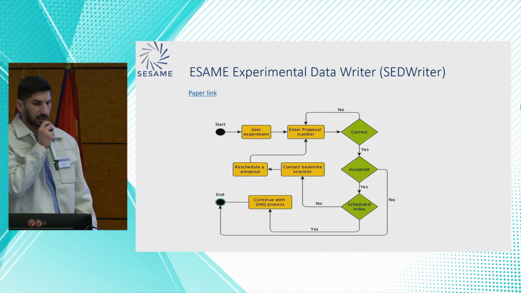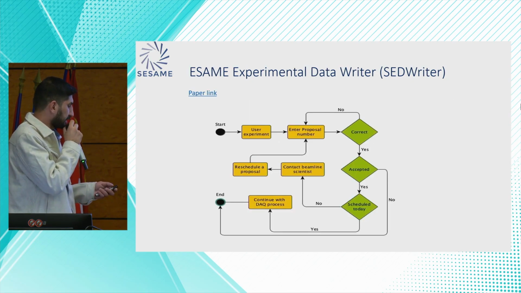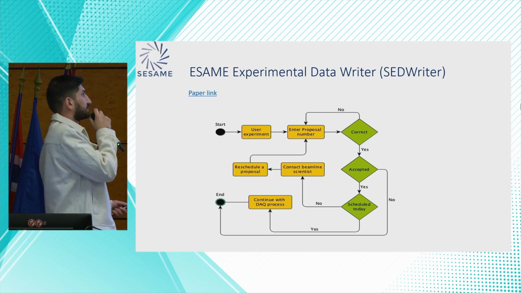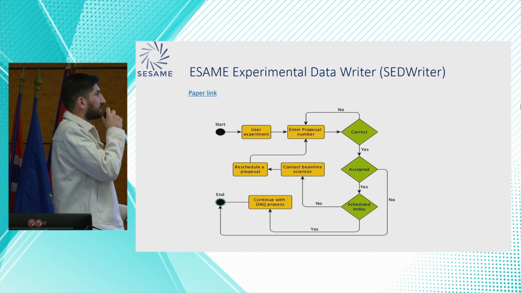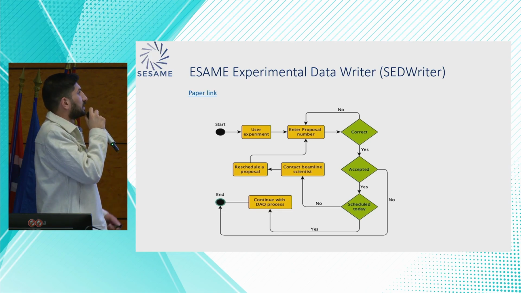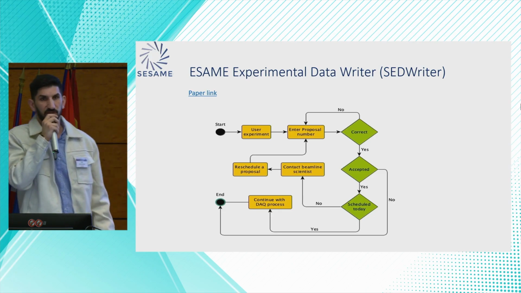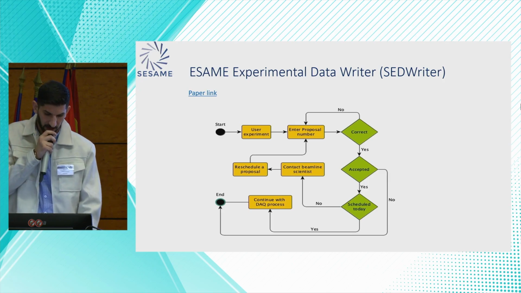Here is SID, how it works. The user experiment, enter just the proposal number, if it's correct, and then accepted. Scheduling for the day, continue for the DAC process, which starts generating all the files needed.